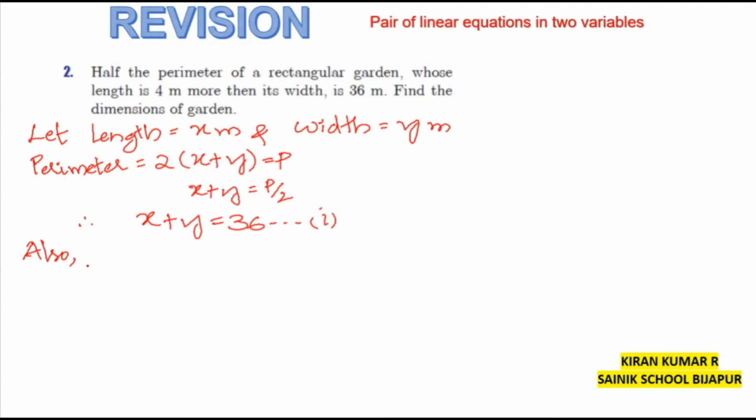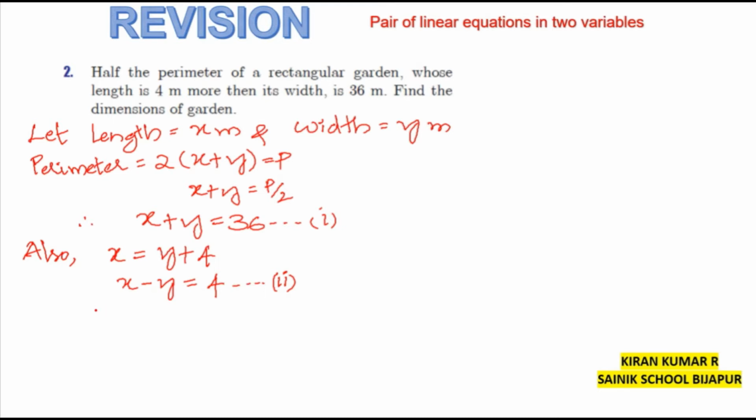Also, they are given length x is 4 meter more than width. So I can rewrite this equation as x minus y equal to 4. This is my equation 2. Now I have to solve these two equations to find the value of x and y.